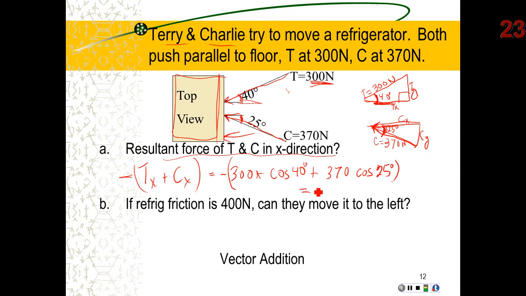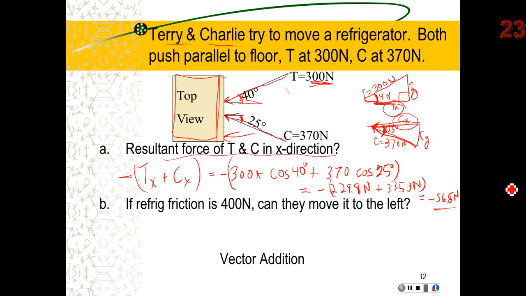Add those two together. Terry is negative 229.8 newtons. Charlie is 335.3 newtons, and so together it's 565 newtons. Okay, so you're adding the cx, you're adding the tx, they're combined. This is vector addition, their combined is 565.1, but 565.